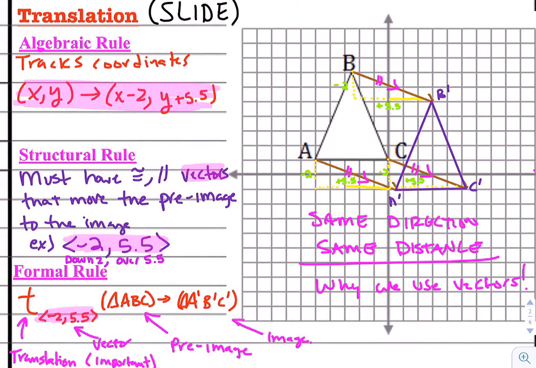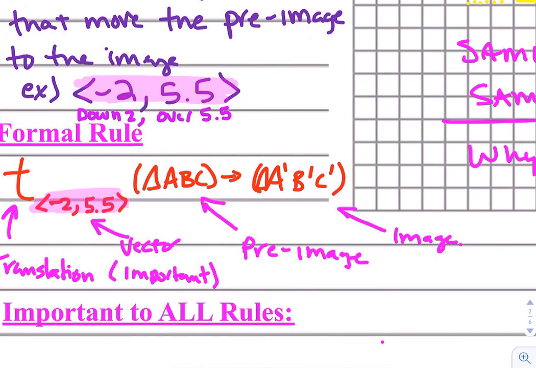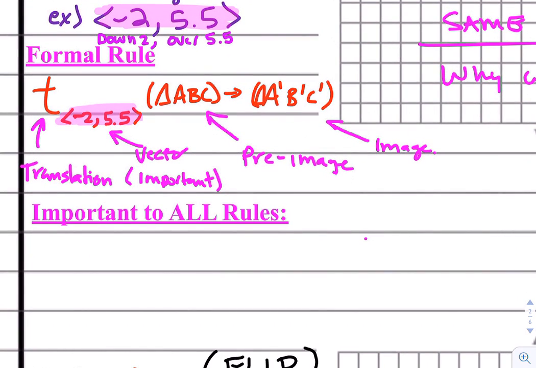The algebraic rule for this one is actually kind of important because it reveals what the vector is. And so the algebraic rule says go down 2, over 5.5. That's what the vector will be as well. And so if we write a formal rule, we have to use the vector because that's the most important thing. And so what's important to all rules is that you absolutely must identify and use the vector.